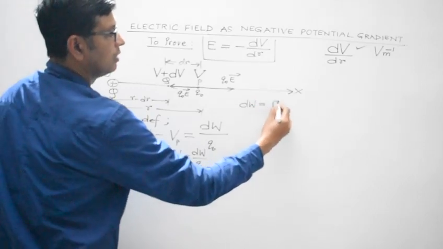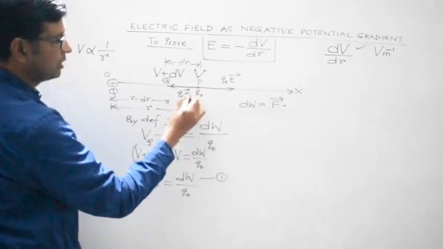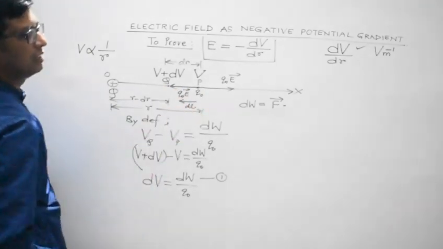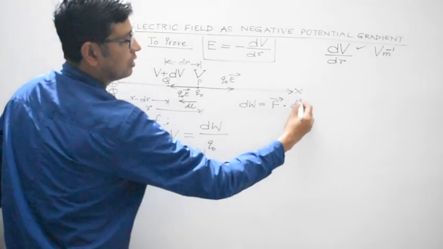So small work done is given by scalar product of force and displacement. Suppose P to Q, the direction of displacement is like this. Let's consider it by dl. So F vector dot dl vector.